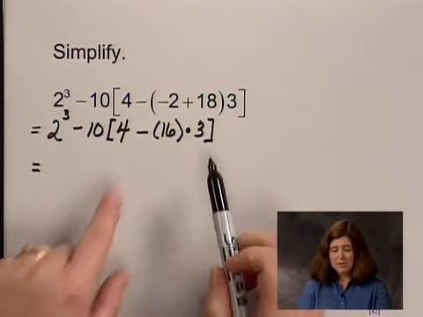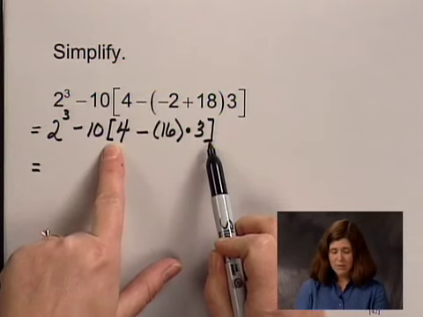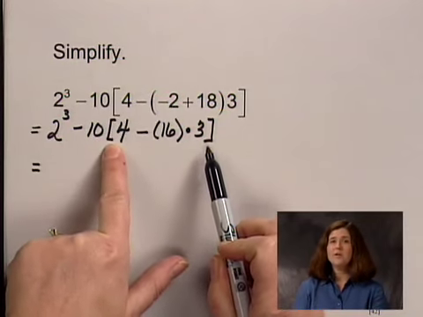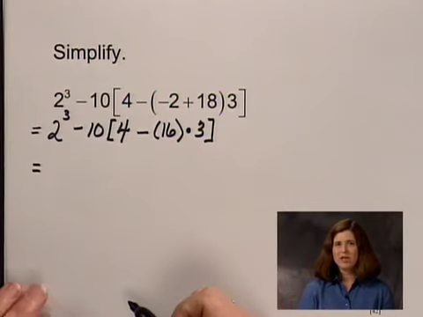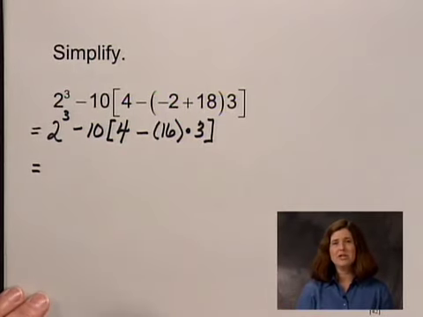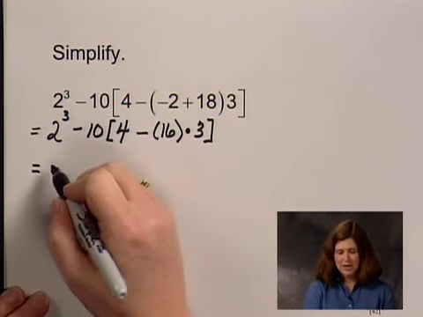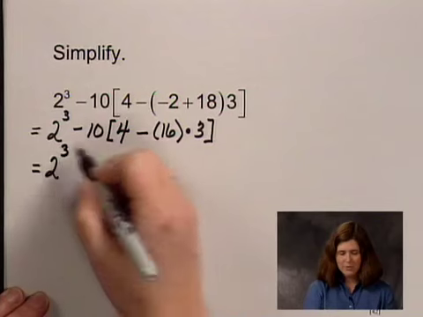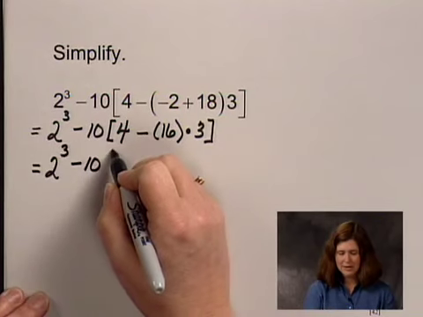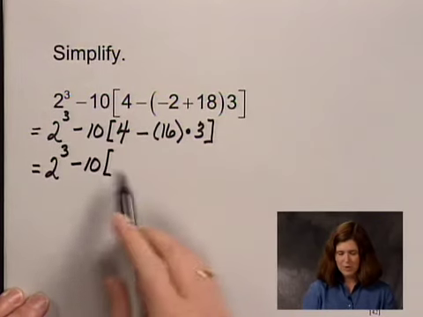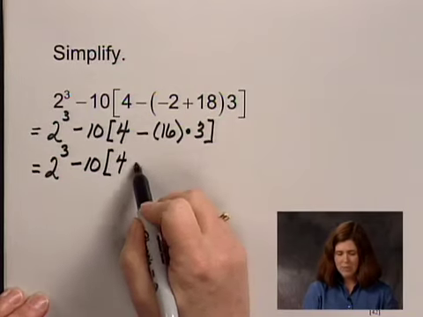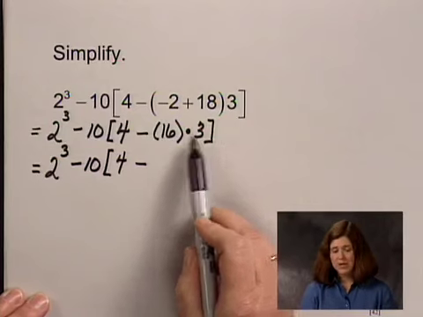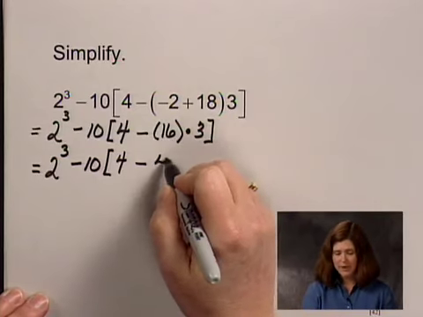Because in our next step we're still simplifying within the brackets, and we want to do the operations within the brackets using the correct rules for order of operations, which means we want to do all multiplications and divisions before we do any additions and subtractions. So I have 2 to the third power minus 10 times the quantity, and I'm going to write 4 minus, and I'm going to perform this multiplication, 16 times 3, which is 48.